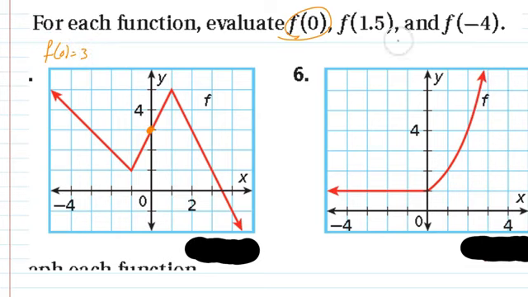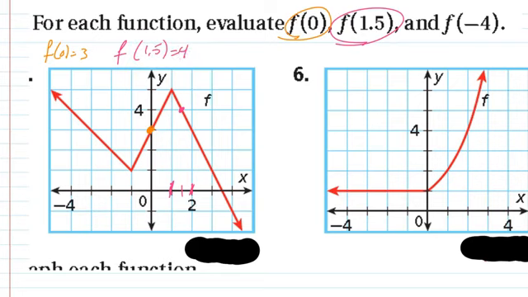Then f of 1.5, well, here's 1, there's 2, so 1.5 is directly in the middle. That puts us at 4. So f of 1.5 is equal to 4.